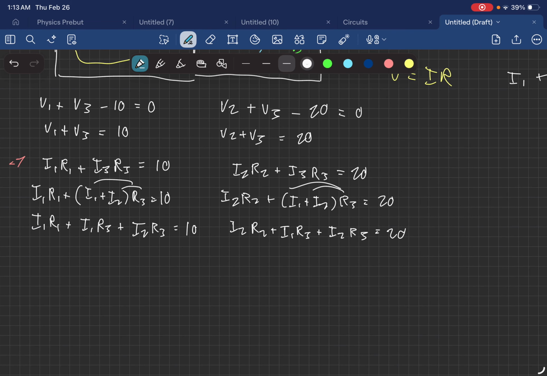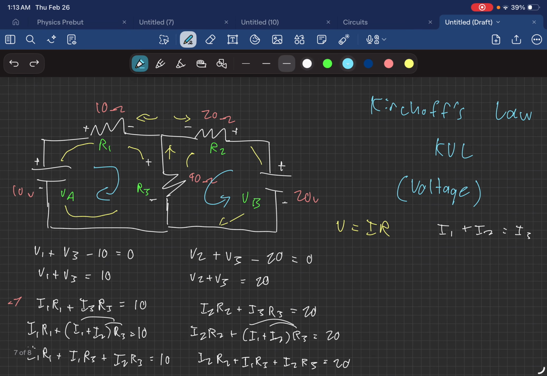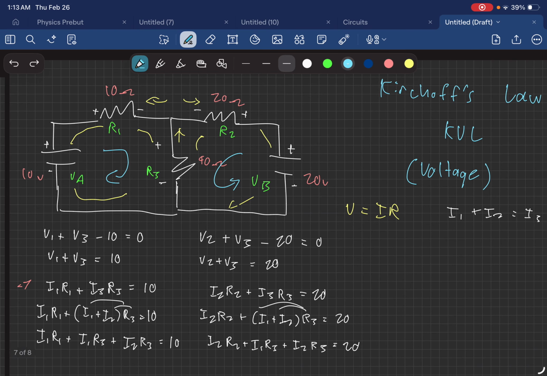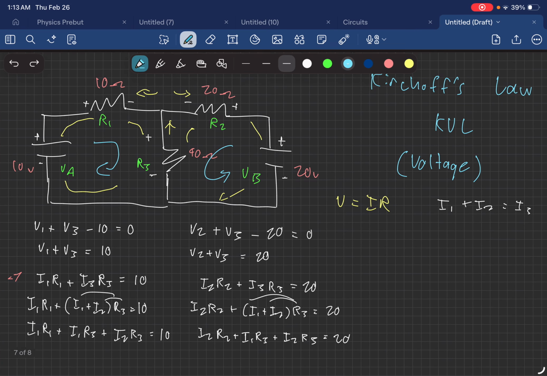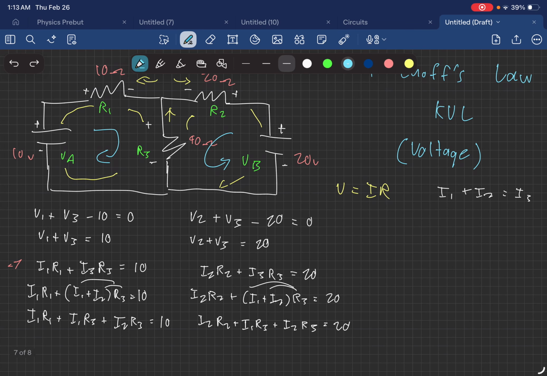Next, we're going to combine like terms. But wait, how can we combine like terms? You know, this is not one-to-one to this, right? I1 R1 isn't one-to-one to I1 R3. But remember a concept. This here is one sector. This is one sector. They're called closed loops. So if you think about it like that, you can add the resistors. R1 plus R3, right? R1 plus R3 is 50 ohms.